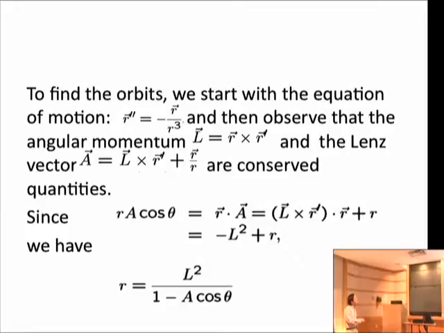And the length of A is really the eccentricity. And then what's the direction? Well, for the conic, you have two foci, and you draw a line segment from one focus to the other focus, and this A vector is parallel to it. Okay, so we would say this A vector is an eccentricity vector. Okay, so A and L are perpendicular, and A is the eccentricity vector.